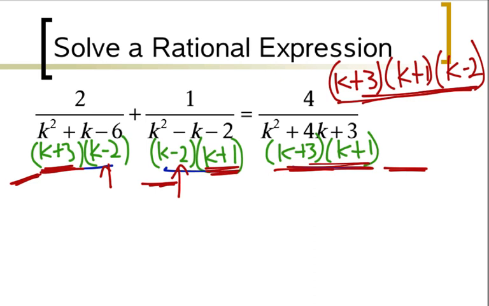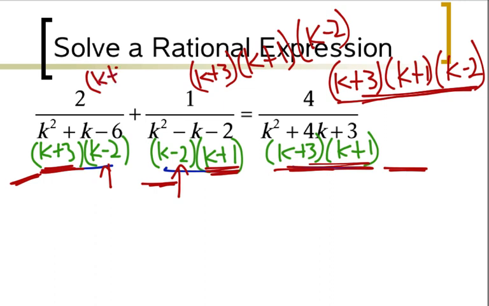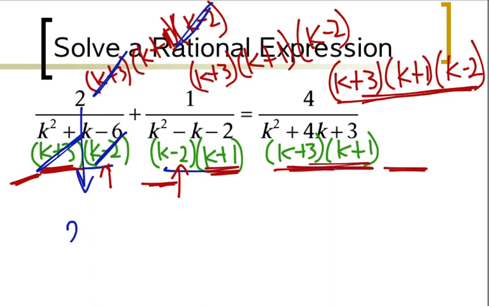So I multiply that by each one, even the middle one, k plus 3 times k plus 1 times k minus 2. And on the first fraction also, k plus 3 times k plus 1 times k minus 2. Okay, and now we go ahead and cancel accordingly. So the k plus 3 in the first fraction will cancel, the k minus 2 will cancel, and the only thing I'm really left with is the 2 times k plus 1.